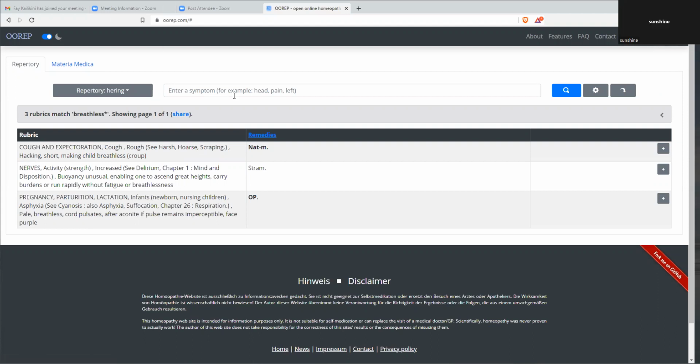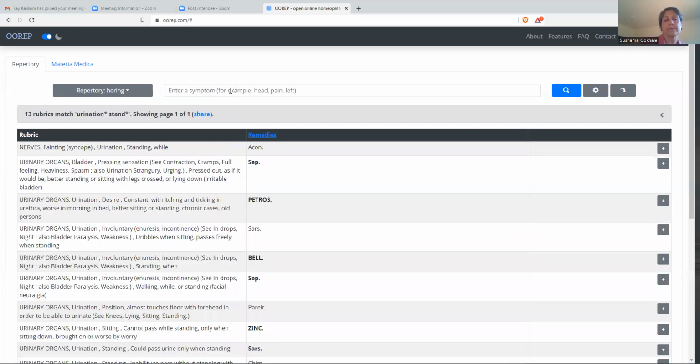What about leaking? Standing up and leaking. Okay, urination. So we look at urination. Urination, standing. Look at how many. Aconite comes up first. Fainting, syncope, urination, standing while. If you're feeling faint and you pee while standing up, that's aconite.